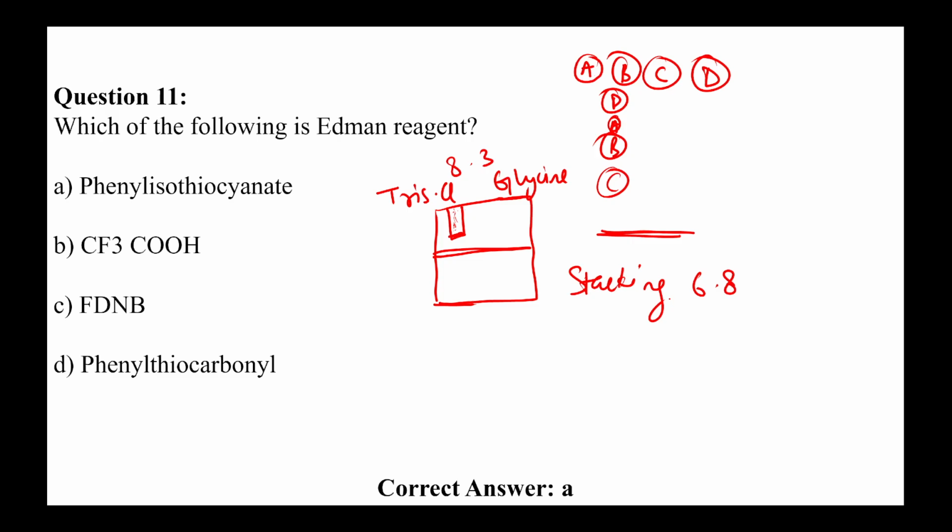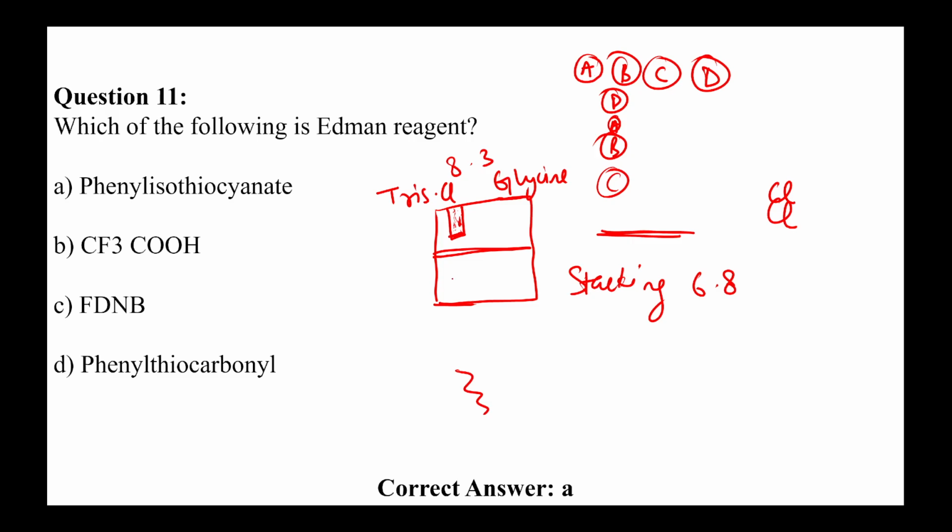So what happens? Glycine moves very slowly, and the chloride ions being negatively charged, they move very fast. So the proteins that are loaded in this well get sandwiched between the chloride ion and the glycine molecule. The protein gets stacked between the chloride ion and the glycine molecule, and they come in a straight line.